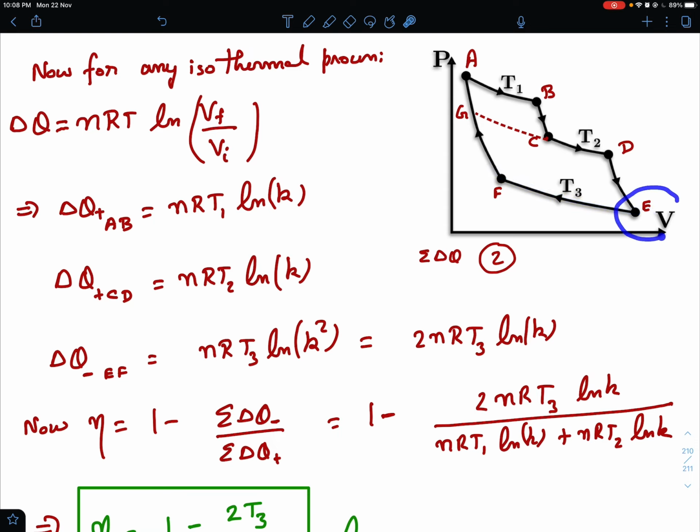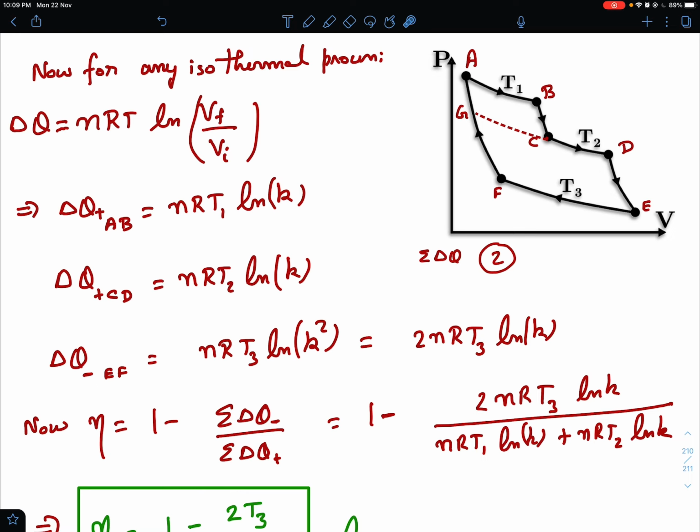And now here the heat is being rejected. So how much heat is rejected here? That will be nRT log of VE by VF. I am saying heat rejected, not heat supplied. If I were to say heat supplied, then I would have taken the final volume as VF and the initial volume as VE, but I am saying heat rejected. So heat rejected will be nRT3 log of VE by VF, so that is nRT3 log of K square, which is 2 nRT3 log K, since log of K square is 2 log K. Okay, so I hope this is clear.